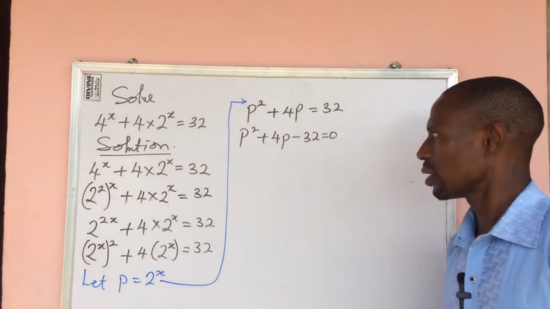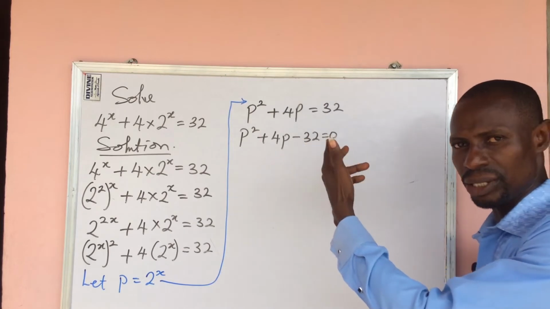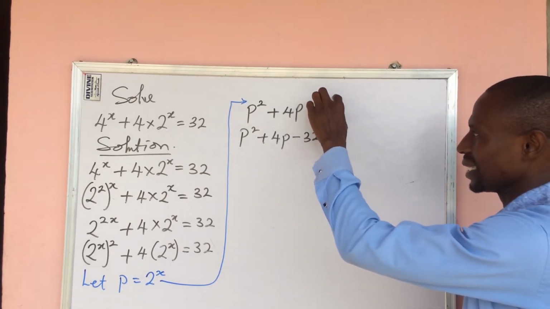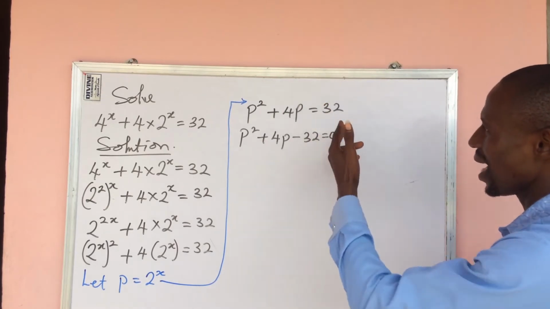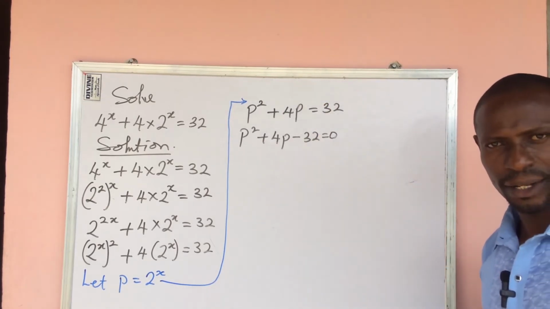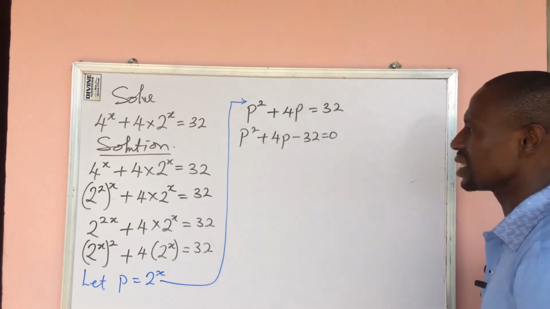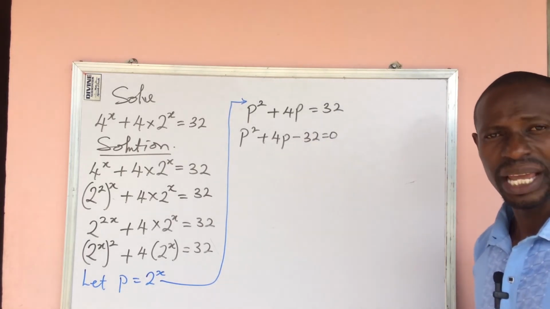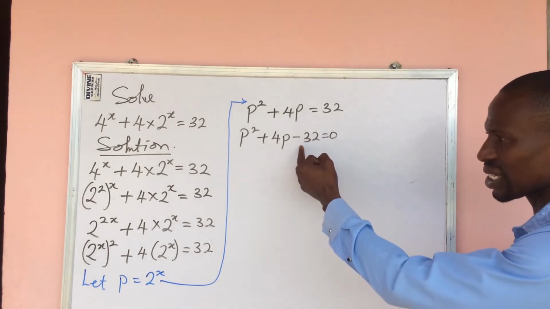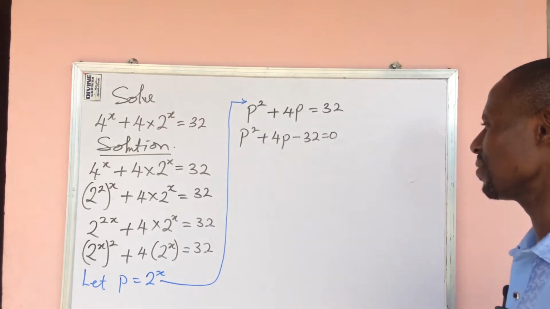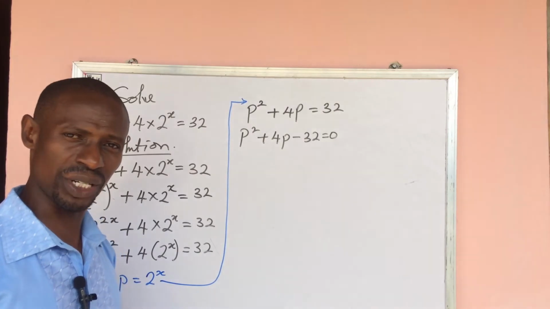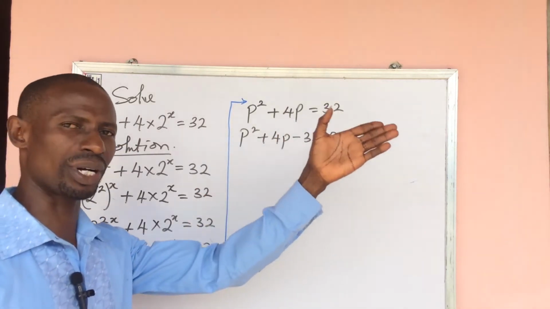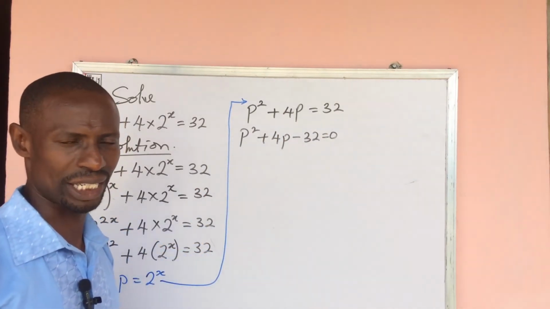Here, we collect like terms. We arrange the equation by moving the constant term from the right-hand side to the left-hand side. And mind you, here we have an invisible plus sign. So once the invisible plus crosses the sign of equality, it turns to a minus. Hence, this minus sign we have in here. Now, as you can see from the equation, this is a type of equation we call a quadratic equation. So, we solve this quadratically by using the factorization method.